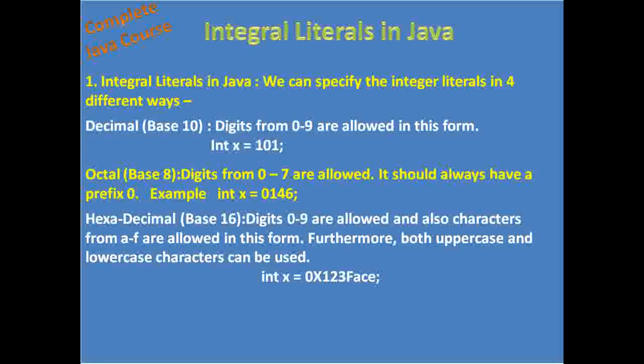Number 3, hexadecimal, base 16. In this, digits 0 to 9 are allowed and also characters from small a to small f are allowed in this form. Furthermore, both uppercase and lowercase characters can be used. If you want to represent a literal in base 16, you can define it this way: int x equal to 0x123, and then you can use any letter from A to F.